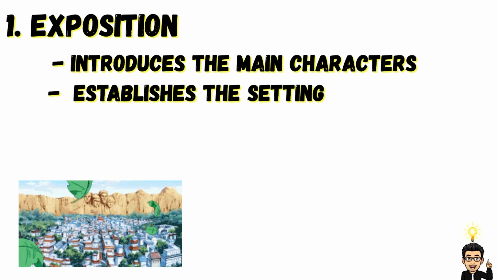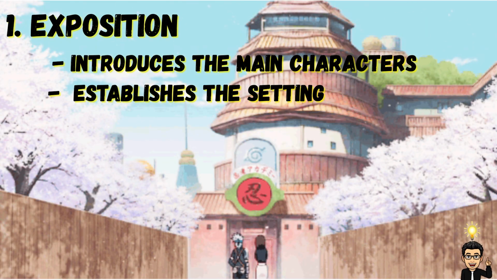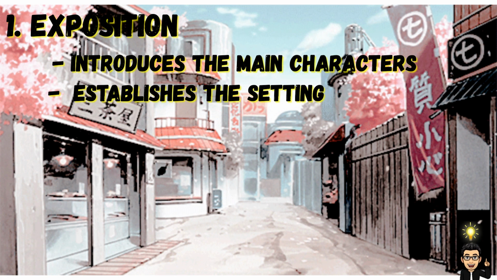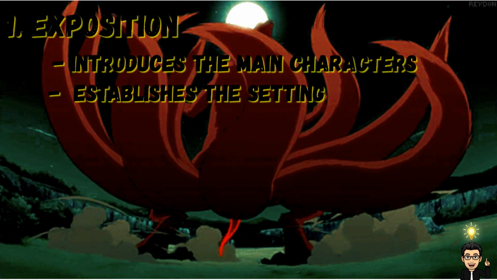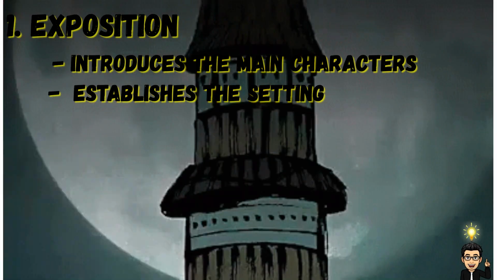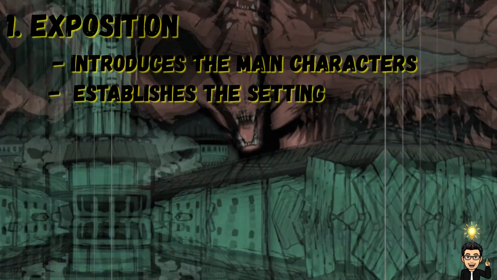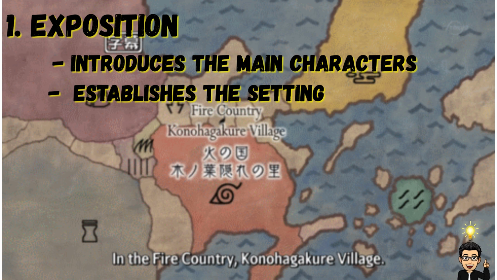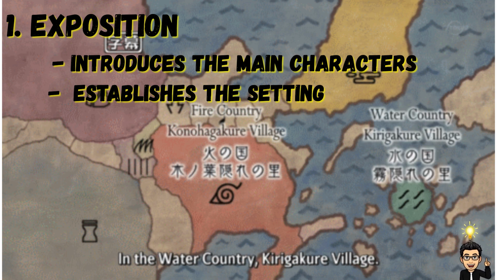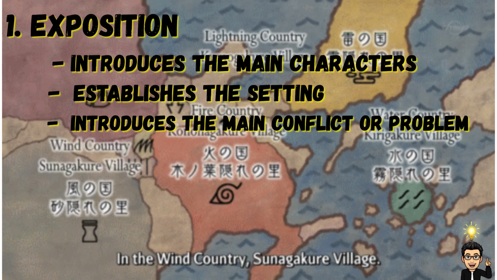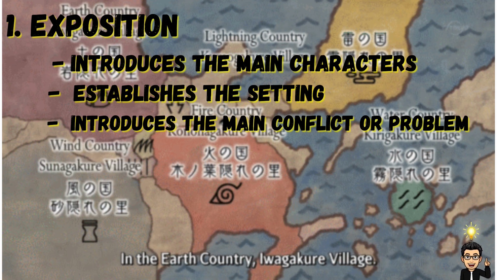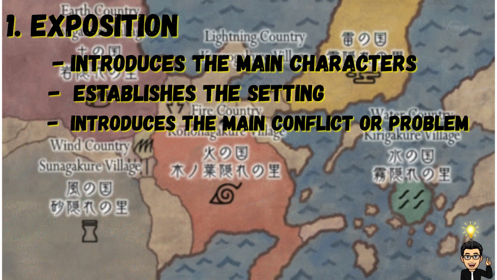It also includes background information that is essential for understanding the story. This might involve explaining past events, the world in which the story is set, or the situation that the characters find themselves in. Sometimes, the exposition also hints at or directly introduces the main conflict or problem that the characters will face. This sets the stage for the plot to develop and gives the audience a sense of what the story will be about.